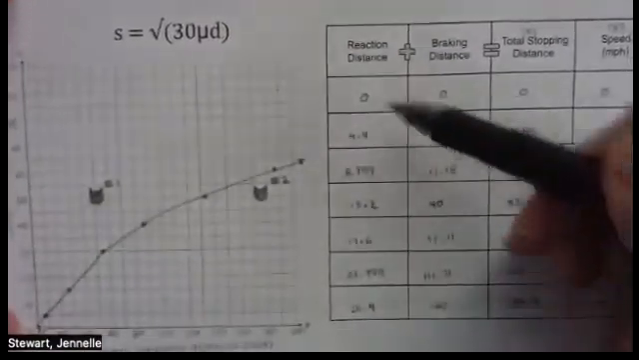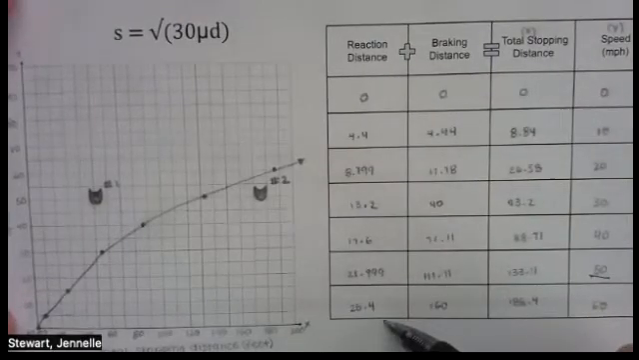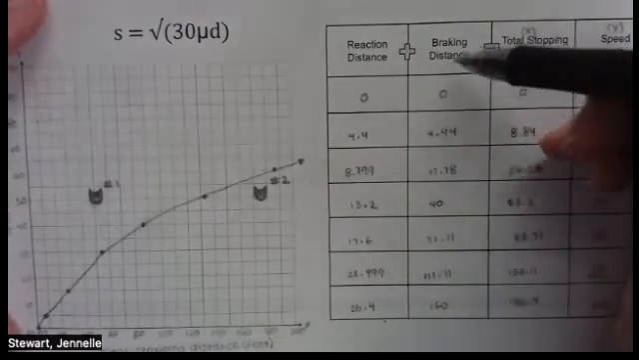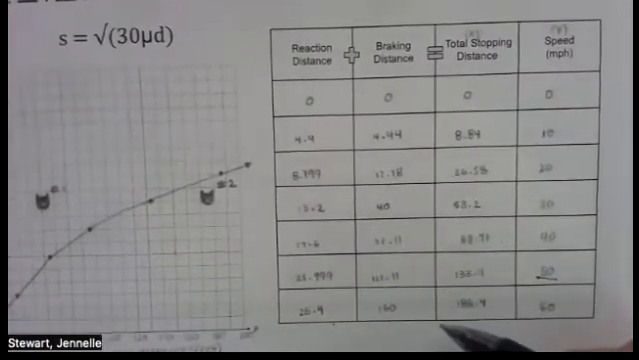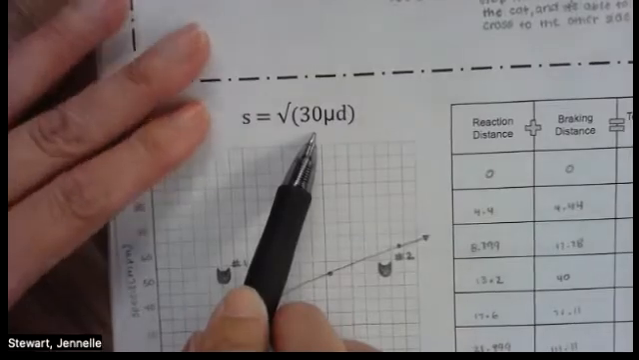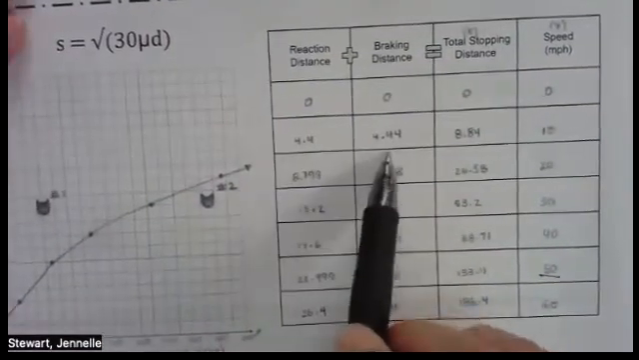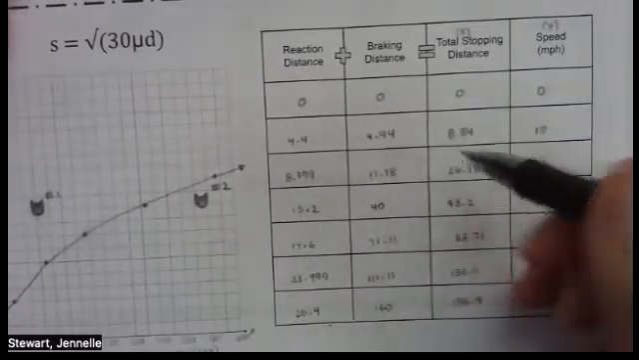Now, reaction distance is going to change depending on your speed, which is what we've been working on. Braking distance, we've done a ton of those already, using this formula right here, according to your road condition. You have to add the reaction distance to your braking distance. That's your total stopping distance.